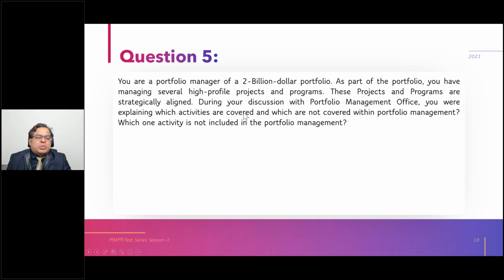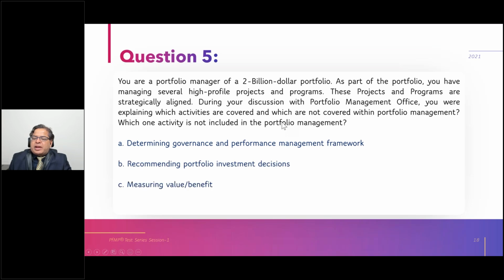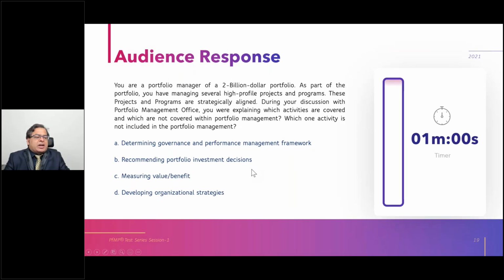You are a portfolio manager of a $2 billion portfolio. As part of the portfolio, you have several high-profile projects and programs. These projects and programs are strategically aligned. During your discussion with the portfolio management office, you were explaining which activities are covered and which are not covered within portfolio management. Which one activity is not included within portfolio management? Okay, so it's very similar to the previous question. The options are: determining governance and performance management framework, recommending portfolio investment decisions, measuring value and benefit, and developing organization strategies. All right, your time starts now.